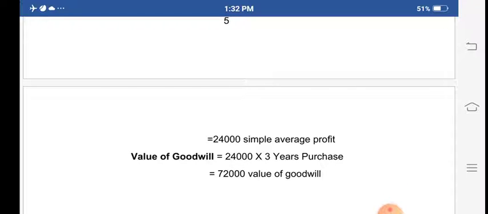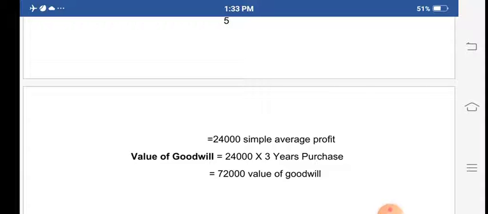So this 24,000 is the simple average profit. Now with its help you can calculate the value of goodwill. What's the formula? Simple average profit into number of years purchase. We got the simple average profit as rupees 24,000, so it's 24,000 into 3 years purchase. Calculating this, you get the value of goodwill as rupees 72,000.